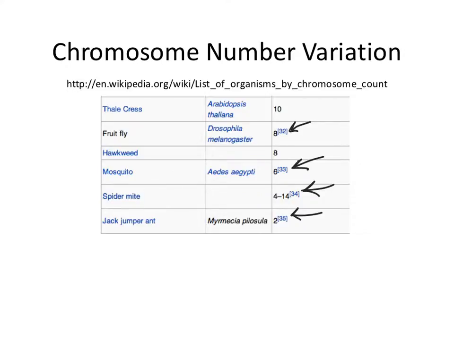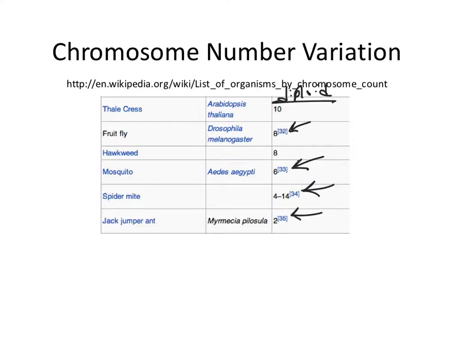We've got the jack jumper ant, a whole whopping 1 chromosome, or diploid, 2. So 2 chromosomes means 1 pair of homologous chromosomes. So it has 1 chromosome. Chromosome 1, that's it. Then you've got some mites that have between 4 and 14 chromosomes. Mosquitoes have 6, etc.